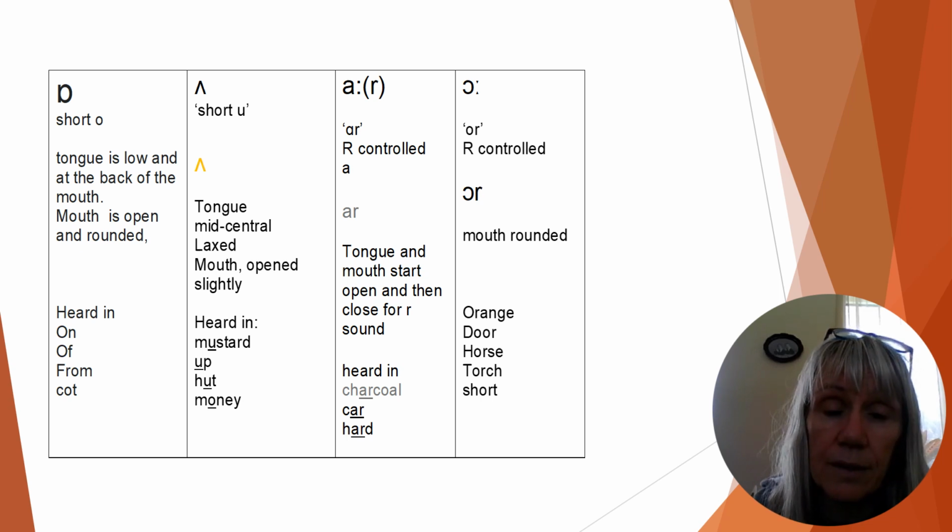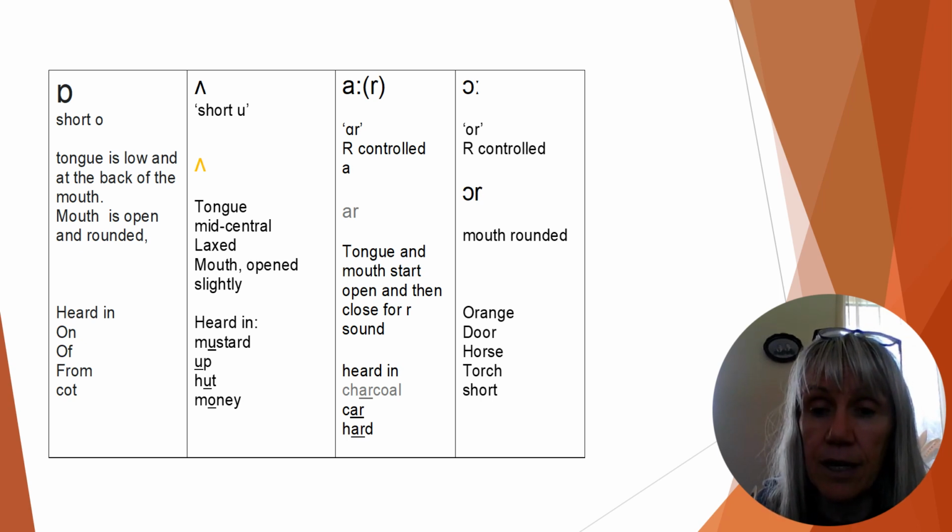The next one is the R sound, and we're seeing an A, lowercase a with a colon. You may see the R in brackets like that, or you can see AR as well. Tongue and mouth, that's phonetic symbols. The tongue and mouth start open and then close for the R sound, okay? Heard in charcoal, car, hard. So the mouth started open and then it closed to finish off that R sound.